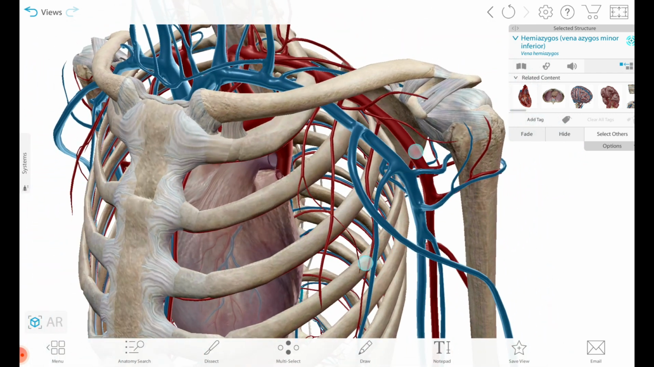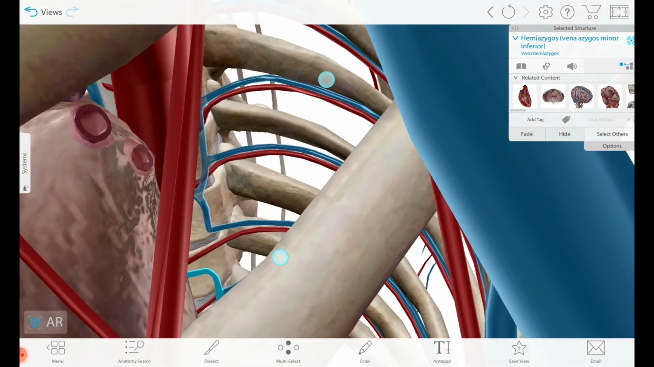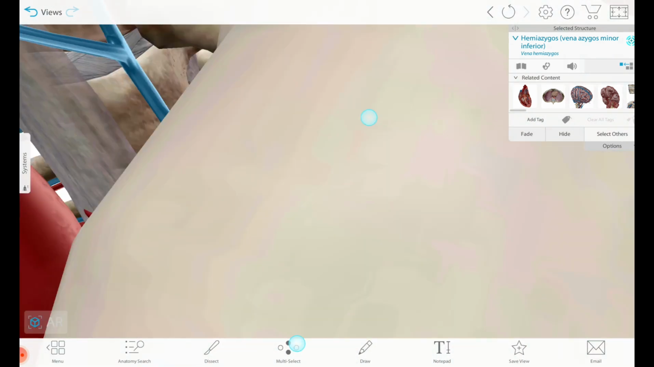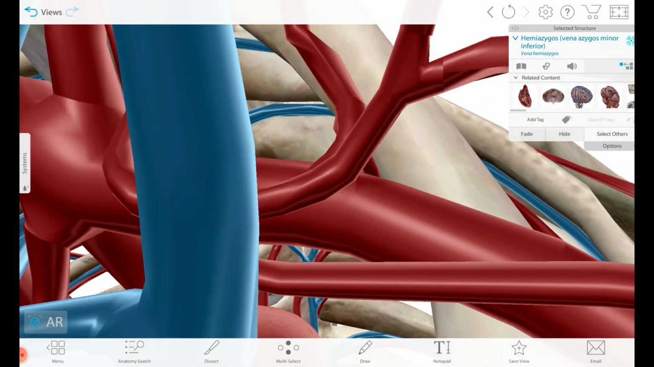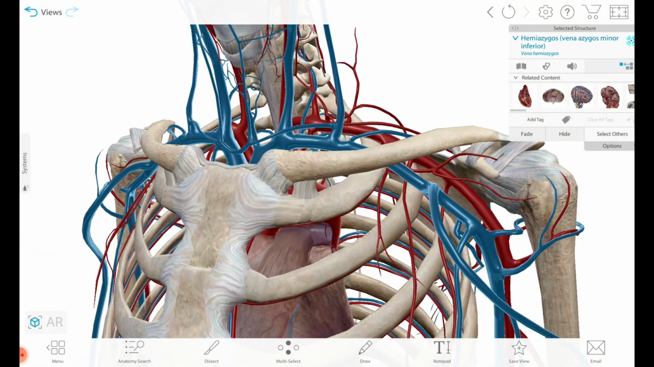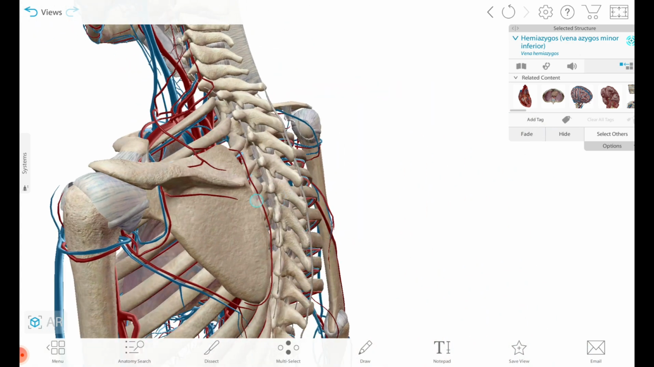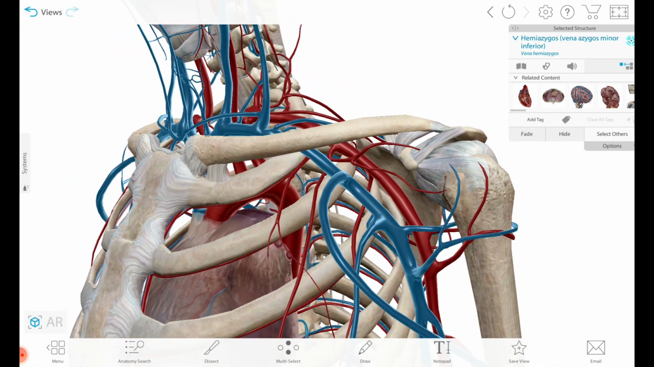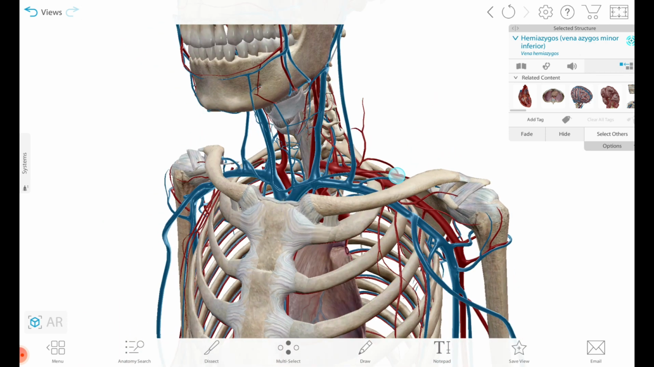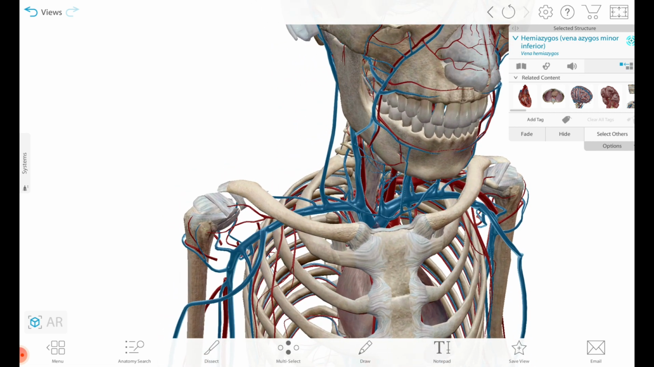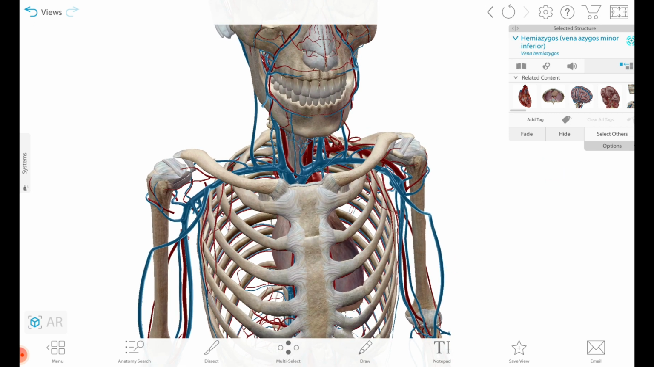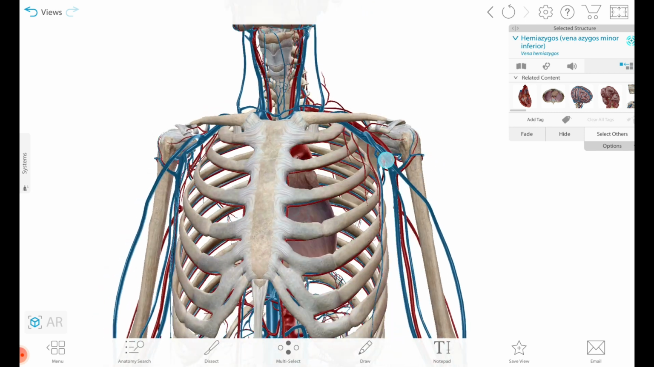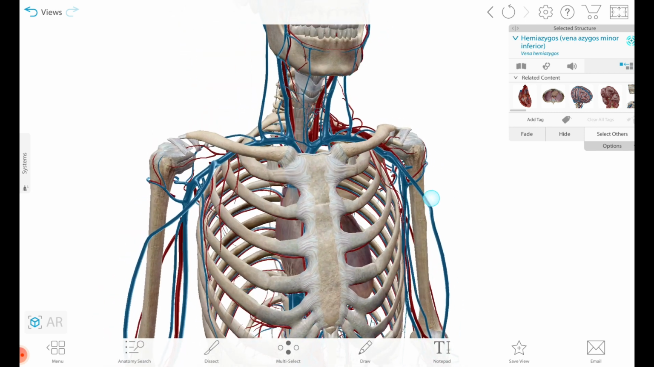Now, on the left side, the first intercostal vein was draining directly into the left brachiocephalic vein. The second, third and fourth were combining to form the superior intercostal vein, which was draining again into the left brachiocephalic vein. The fifth, sixth, seventh and eighth intercostal veins were draining into the accessory hemiazygous vein, and the ninth to 11th intercostal veins were draining into the hemiazygous vein, and the accessory hemiazygous and the hemiazygous vein drain into the azygous vein.